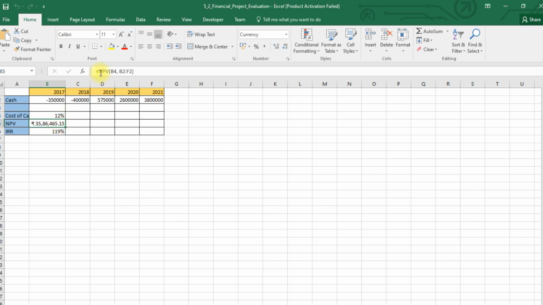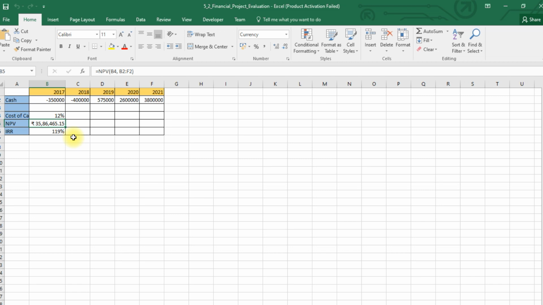NPV is found out by a simple formula, NPV of B4, which is the cost of capital, and then the range from B2 to F2. So this is the normal cash flow which they have experienced in 1 year from 2017 till 2021. That value is also given to find out net present value. When the net present value is greater than 0, they normally accept the project.